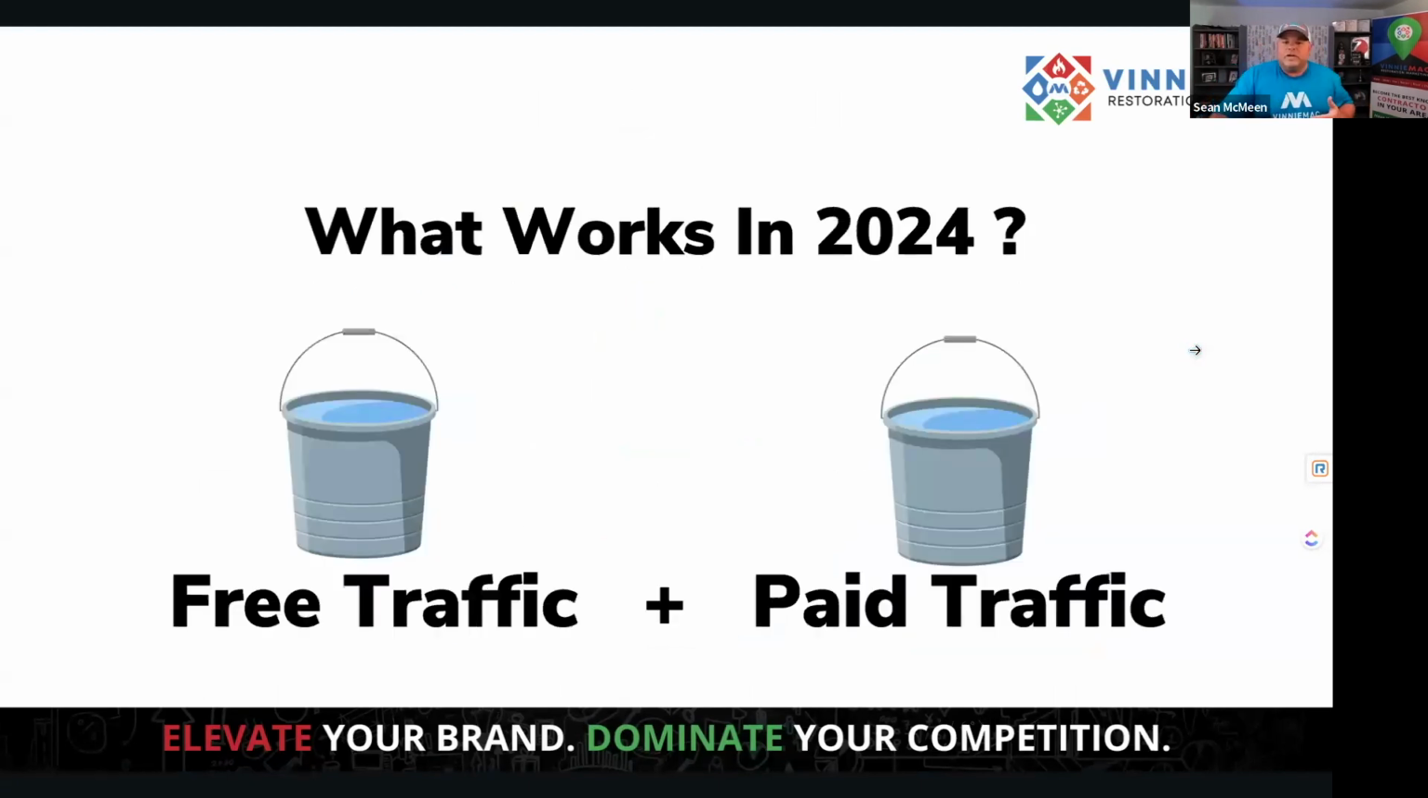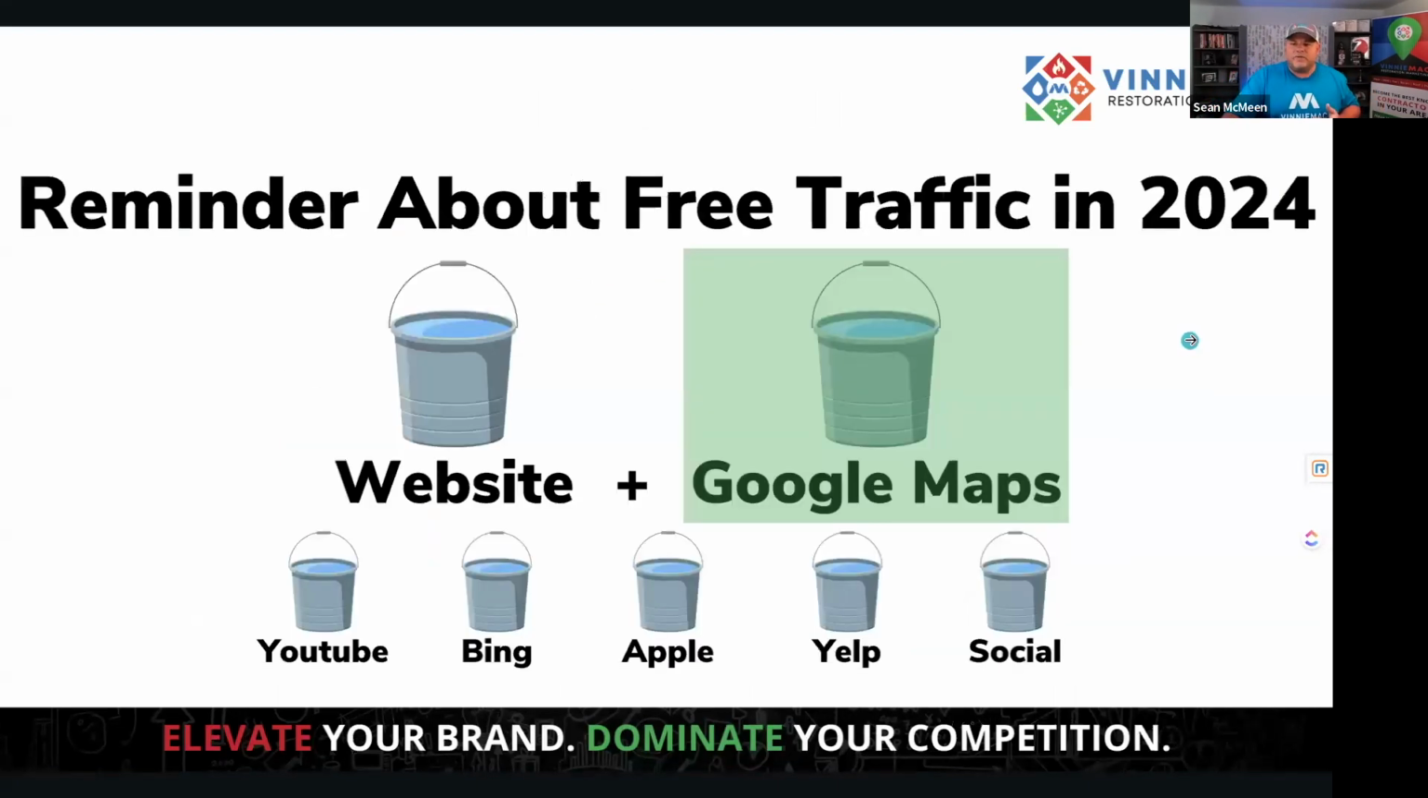I did a webinar at the beginning of the year about what is working to get results in 2024. There's what I call a bucket of free traffic ways and a bucket of paid traffic ways. I'll just do a quick recap. The free traffic ways are having a website, a Google Maps listing, YouTube, Bing, Apple, Yelp, and a social media platform. And I say free traffic, obviously there's a time commitment and resources needed to get all of that going. Today, we're going to focus on Google Maps in this bucket, and it is a big bucket that can get filled quite a bit with more phone calls.